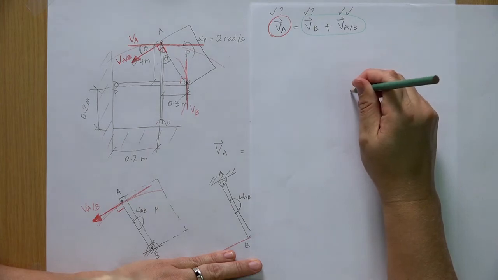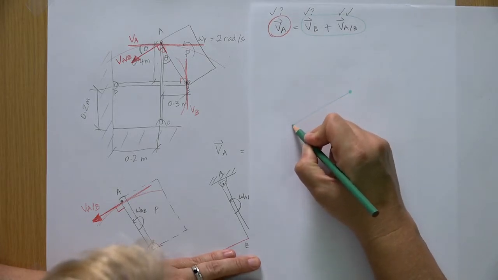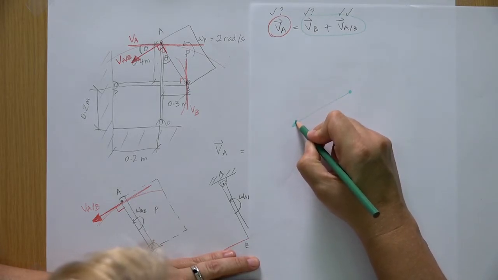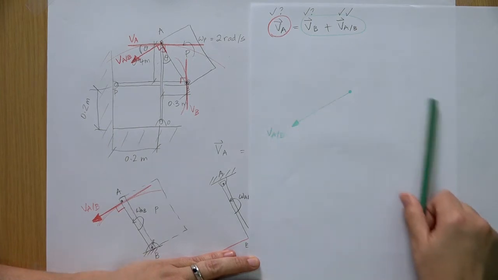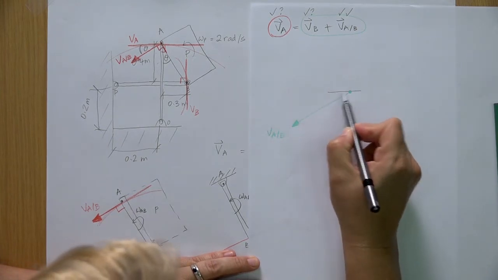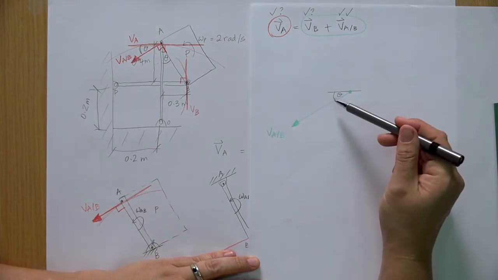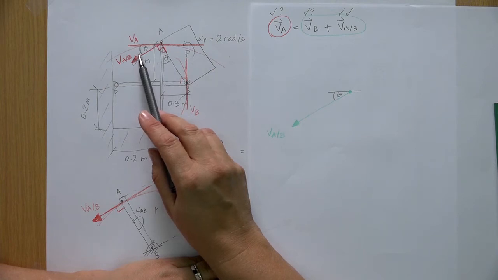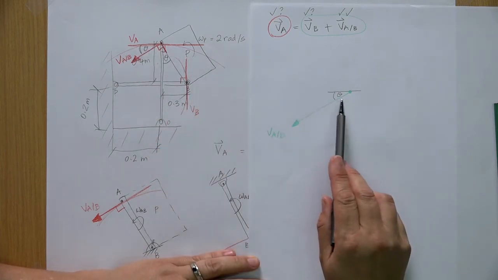So I start by drawing the component I know. I like to draw a big dot for the tail of the vector. There's VA relative to B at an angle of theta below the horizontal. I don't guess these angles, I draw them on the original geometry, and then I copy them over.